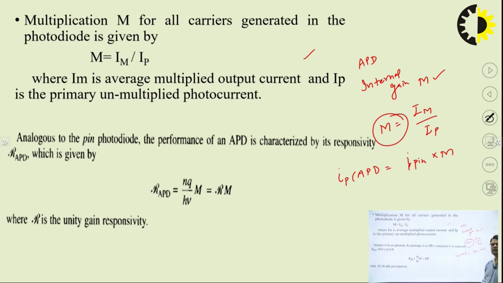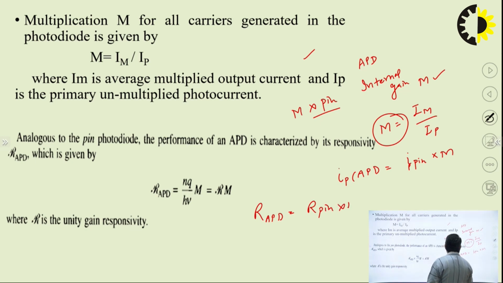That is, in the case of APD, we can simply get the value by multiplying the factor M with that of the PIN parameter. So for example, if we have to calculate the responsivity for the case of APD, it is simply the responsivity for the case of PIN multiplied by M. So we can simply write M multiplied by the responsivity, that is eta q by h nu.